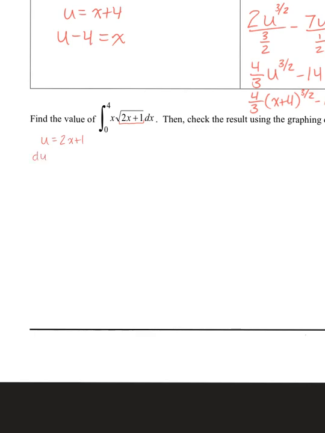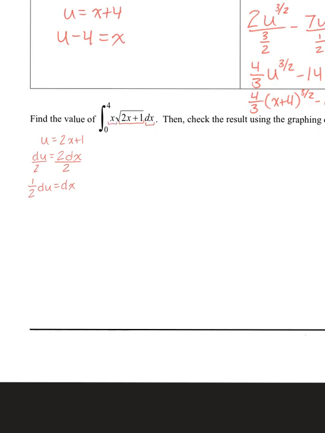And then we find du, which is going to be 2 dx. Okay, now I don't see 2 dx anywhere in this integral. I do see a dx, so that's what I need to get over here. So I'm going to divide by 2. So I have 1/2 du is equal to dx.